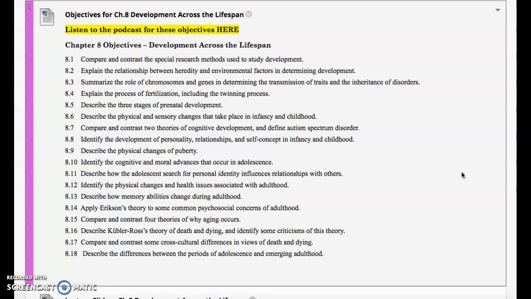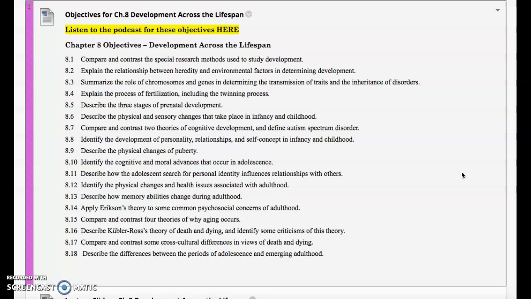Also, explain the relationship between heredity and environmental factors in determining development. This is the age-old question of what matters most, nature or nurture. And really, it isn't a debate any longer, but it was for a long time. We now know that both play an important role in determining development. There are certain genetic factors, heredity, that determine things in a child and into adulthood. And then there are other environmental factors, which can be anything from where you live, who your parents are, how many siblings you have, kind of school you go to, that can determine development as well. So you'll want to be familiar with those.